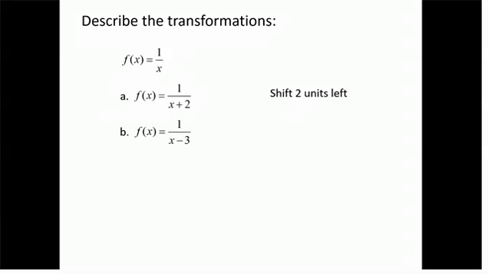What if we have f(x) = 1/(x - 3)? We're still adding or subtracting something directly to our x, so we know we have a horizontal shift. In this case, we're subtracting 3, and since it's in the horizontal direction, it's the opposite of what we would think. So we're going to move 3 units in the positive x direction, or shift 3 units to the right.